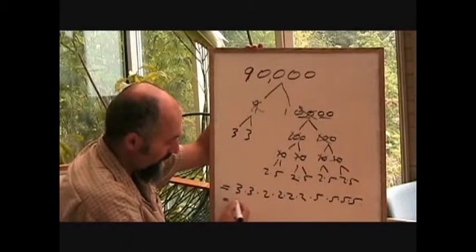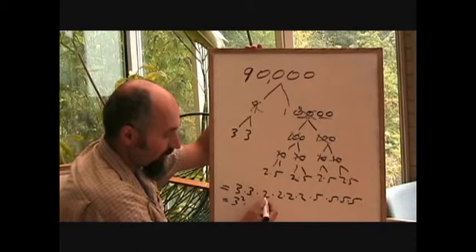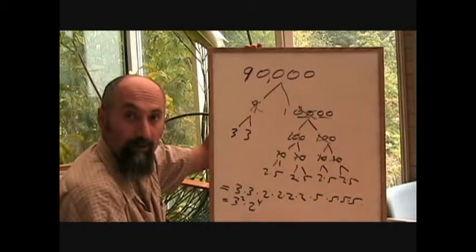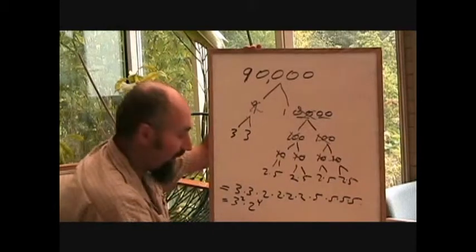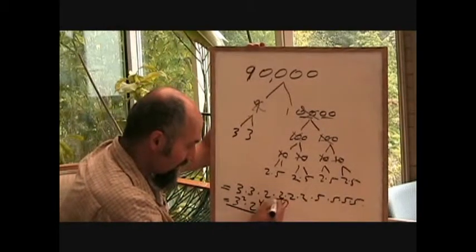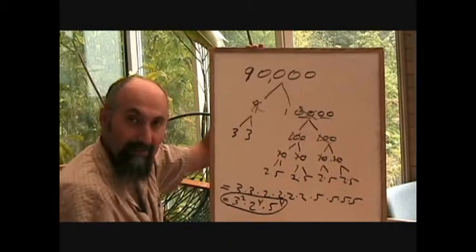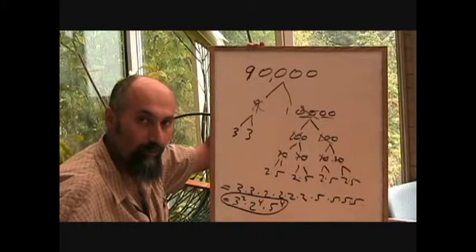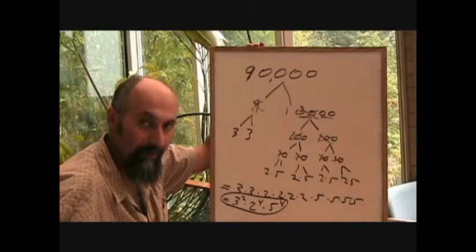Now, once you start dealing with exponents, you can express this more simply as 3 squared, okay, times, you got 4 2s there, so it becomes 2 to the power of 4, and you got 4 5s, so it becomes 5 to the power of 4. And this is 90,000 in its prime form, simplified into its prime factors.